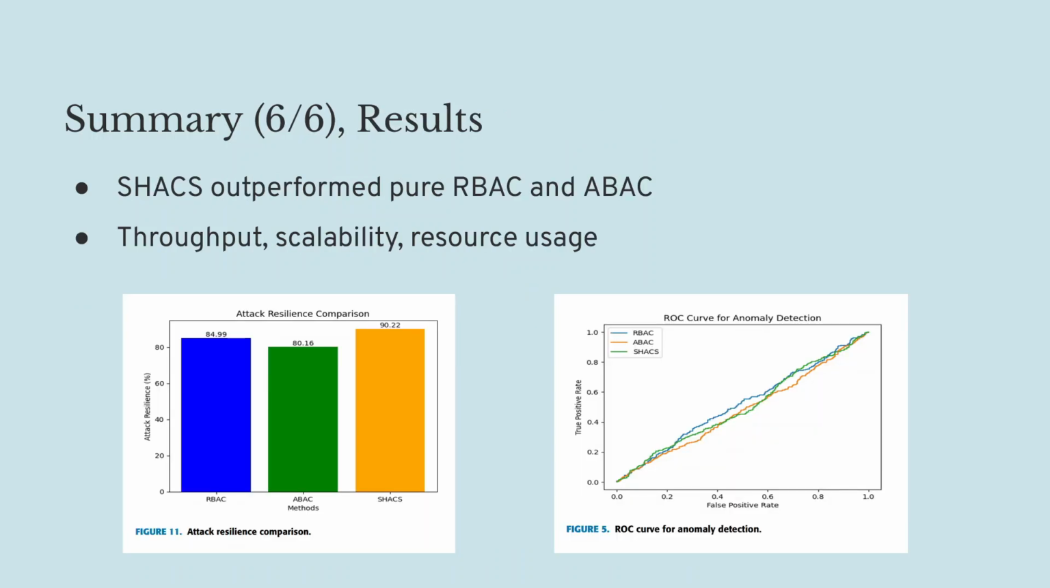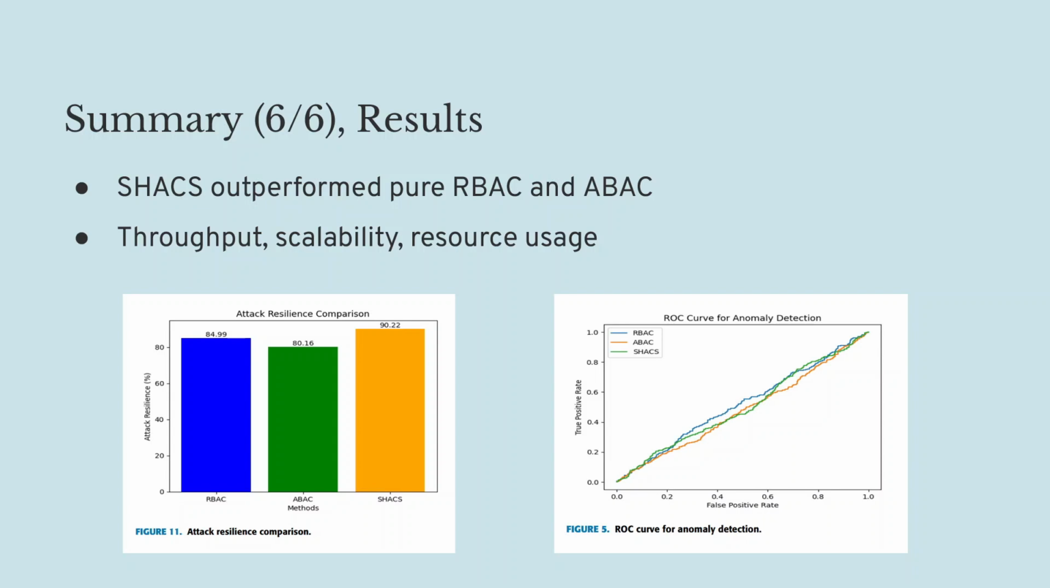In the results, analysis shows that SHACS outperformed pure RBAC and ABAC schemes in several important measures. It performed better in terms of standard software metrics like throughput, scalability, and resource usage, but also in security specific metrics like resilience against breaches and ability to distinguish abnormal behavior.